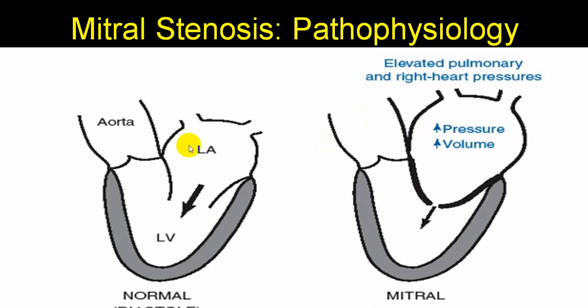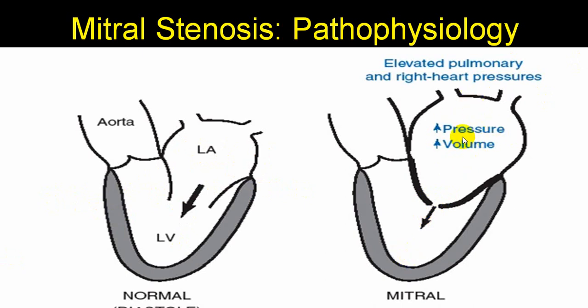In a normal person, blood from LA is easily entering into LV because the mitral valve opens completely. This area of opening is normal, between 4 to 6 centimeter squared. So there is no resistance to LA, and it does not produce any hemodynamic changes. But say a person has severe stenosis; the valvular opening is very small, so it produces resistance to the blood flow from LA into LV.